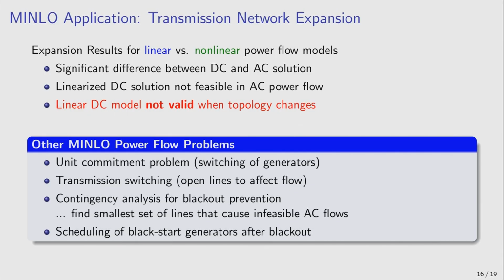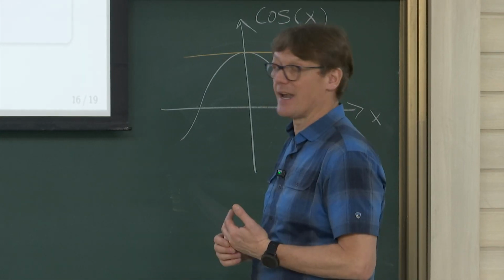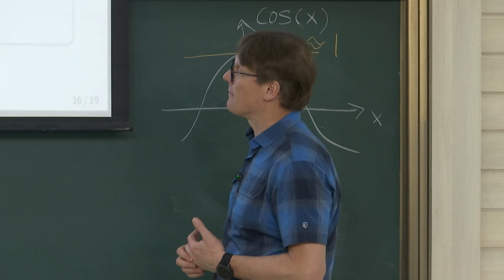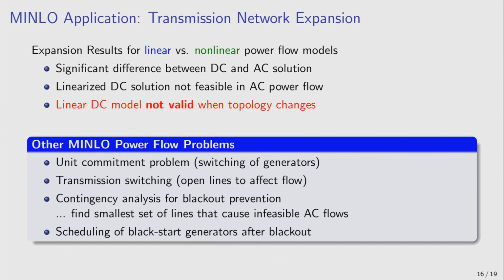There are a lot of other mixed integer nonlinear optimization power flow problems. So one is the unit commitment problem. That's a planning problem that says which generators do I switch on and off. That's typically run on a moving horizon, either with hourly or quarter-hourly intervals, because some of the generators take a long time to actually come online. There are some generators which are quick to start, like gas turbines, and others take a longer time to come online.